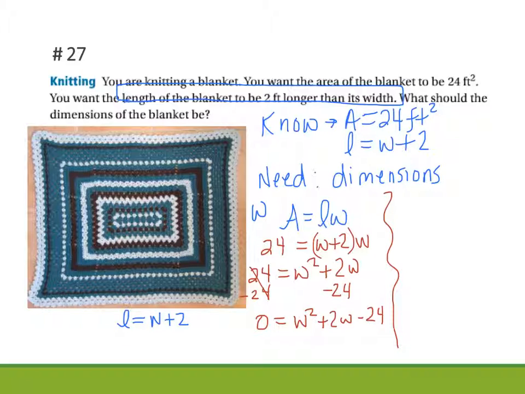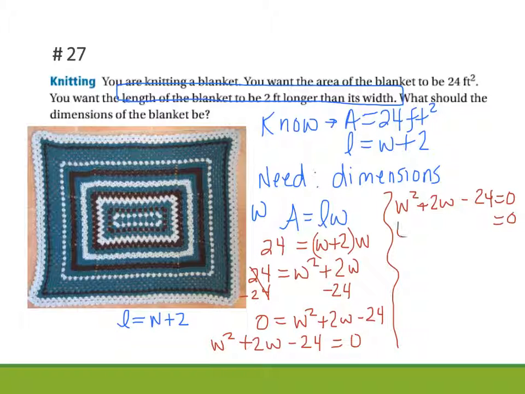Now again, I'm going to swap sides. So I'm going to write this as W squared plus 2W minus 24 equals 0. Okay, so let's see if we can't solve that. W squared plus 2W minus 24 is equal to 0. Okay, now I've got it in standard form, so I'm ready to try to factor it.